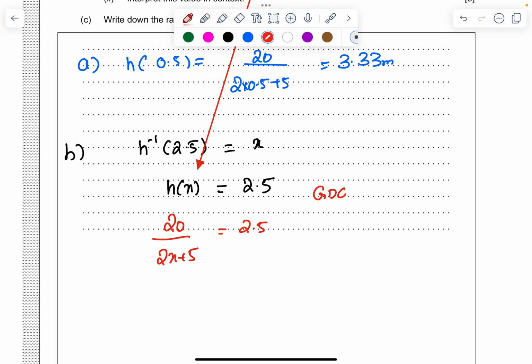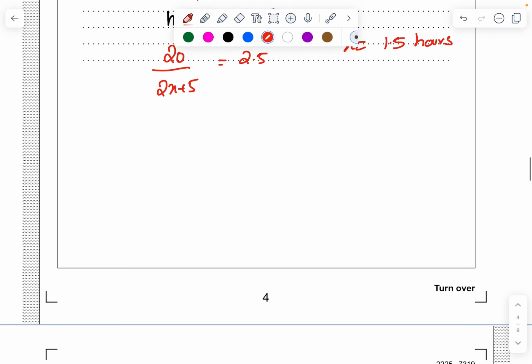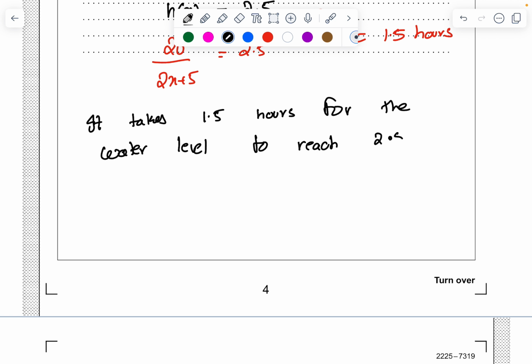Use the GDC to solve this one. You should be getting the value of t, or x, as 1.5 hours. Don't forget to write the units. Then interpret this value in context. So what is the meaning? It takes 1.5 hours for the water level to reach 22.5 meters.